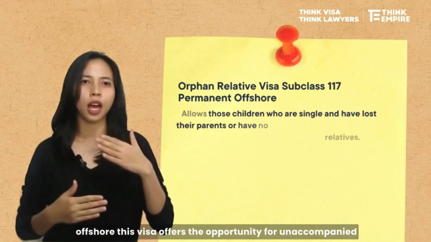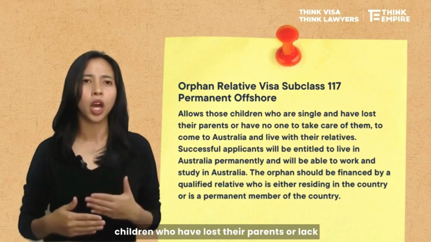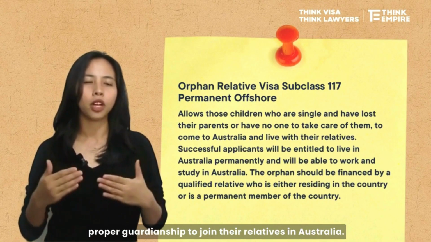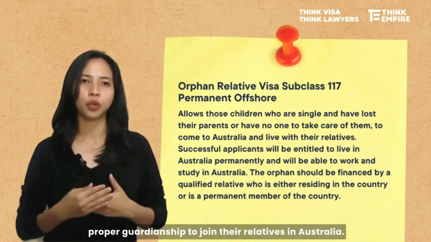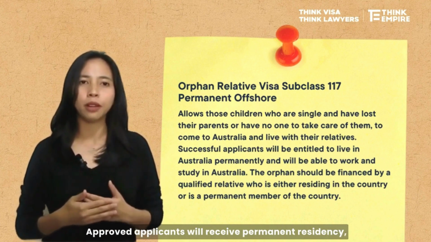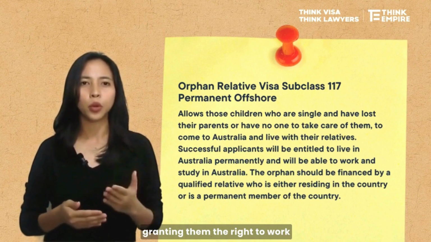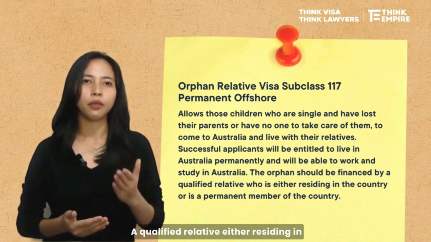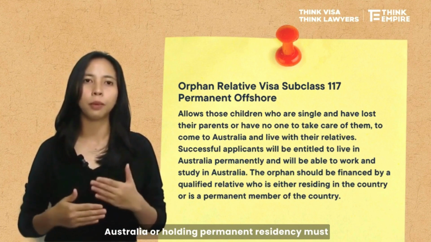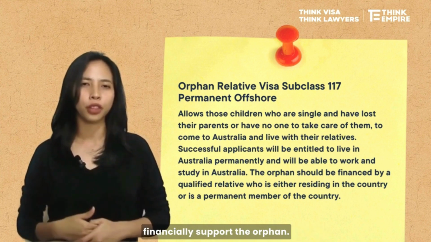Orphan relative visa subclass 117, permanent offshore. This visa offers the opportunity for unaccompanied children who have lost their parents or lack proper guardianship to join their relatives in Australia. Approved applicants will receive permanent residency, granting them the right to work and study in the country. A qualified relative either residing in Australia or holding permanent residency must financially support the orphan.